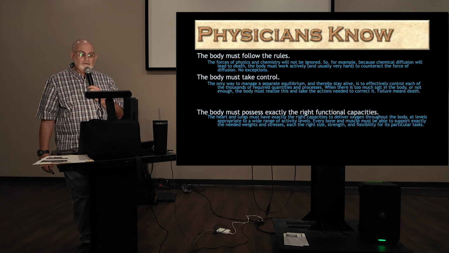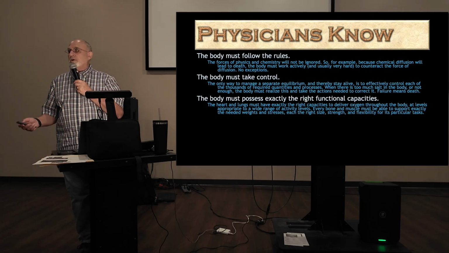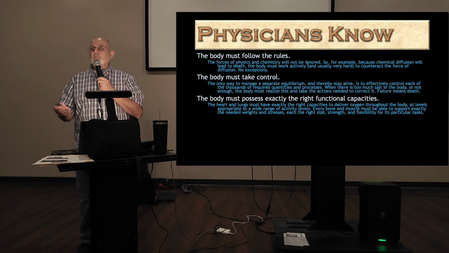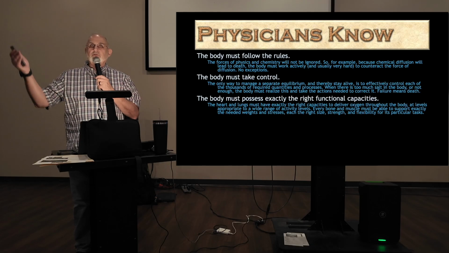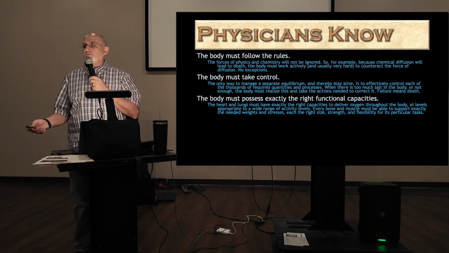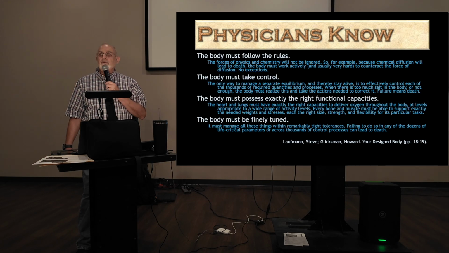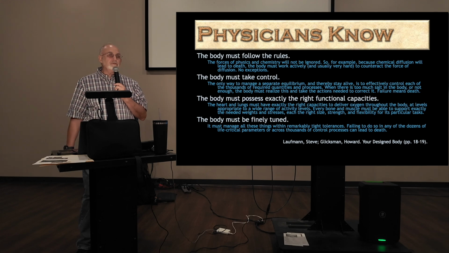The body has to possess exactly the right functional capacities in order to do what the body is supposed to do. In other words, just having a body there that can't move its arms or can't speak, can't do anything, it has to have functional capabilities that are built into these systems. And then the body has to be finely tuned, much as we saw with the different forces of nature.